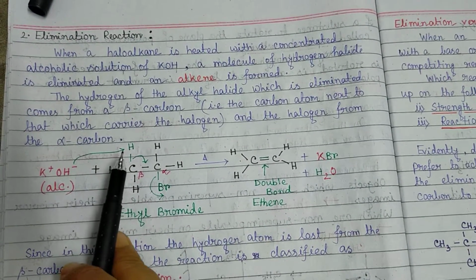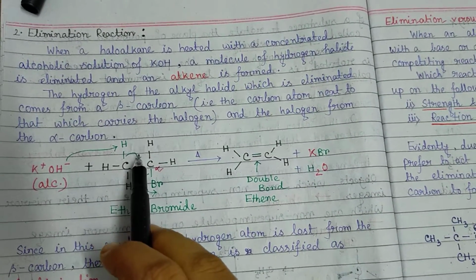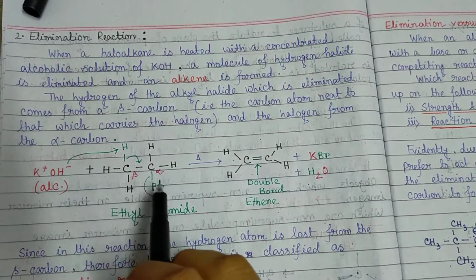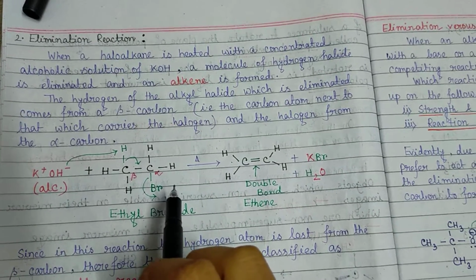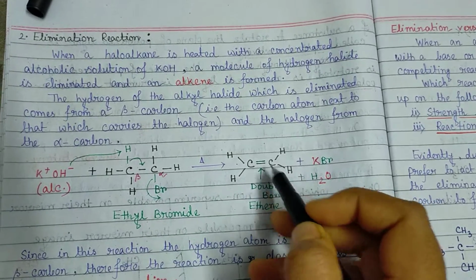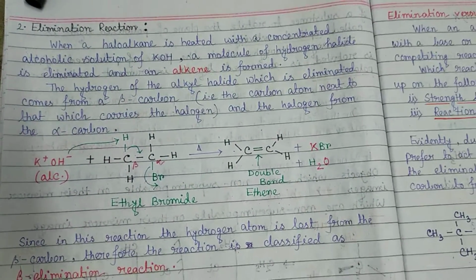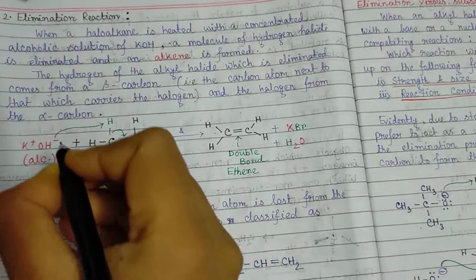The OH minus is taking hydrogen, the CH bond is breaking and it is making the C=C double bond, and the bromine will be eliminated, and that is how we are getting a double bond or one alkene. So this is the mechanism of the elimination reaction.